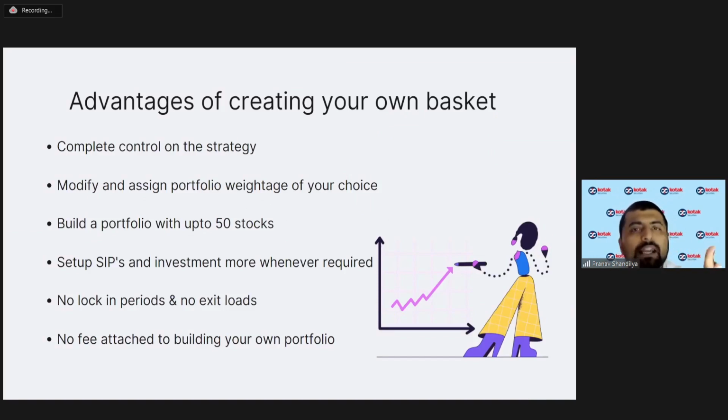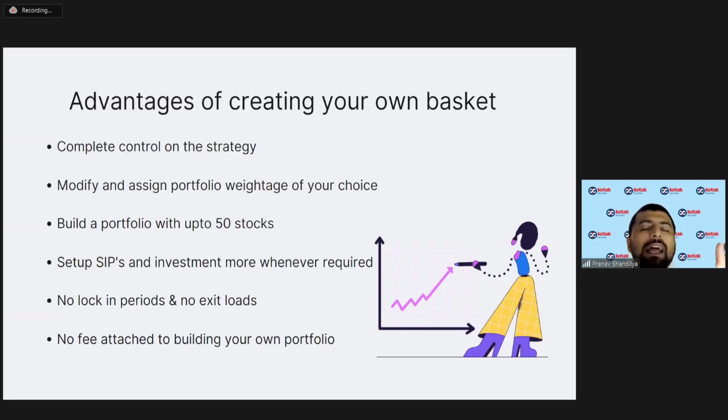So you get to decide which strategy you want to invest in. So that is always with you. You can decide to change the strategy according to any market condition if you feel like doing it. As we saw, you can modify and assign portfolio weightage of your own choice. Maximum allowed stocks is 50, which is quite a lot.